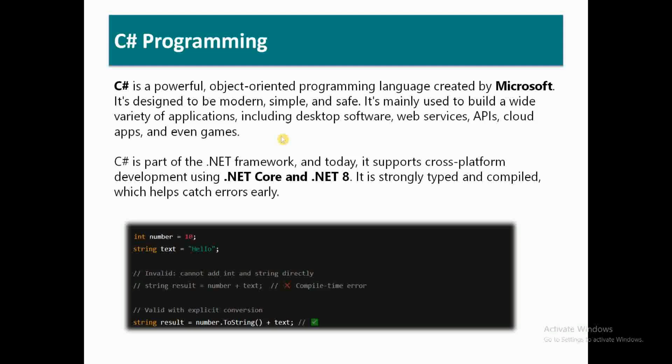It's mainly used for a wide variety of applications, like we can create desktop applications, we can create console applications, MVC projects, web APIs, or even we can develop games with this. Next one is C# is a part of .NET framework, and today it supports cross-platform development using .NET Core and .NET 8. C# is a part of .NET framework. .NET framework is a platform where we create our application with the help of C# programming, where we write our programming concepts. And now it supports cross-platform.